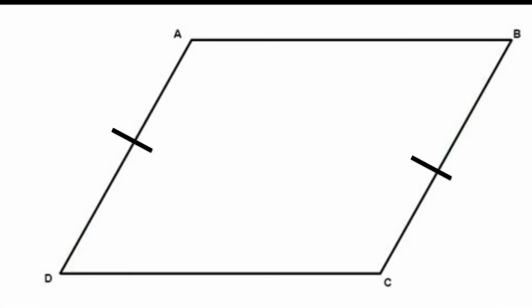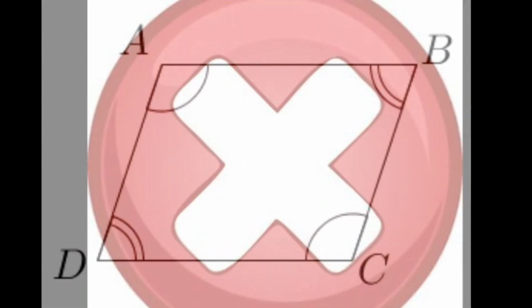Now, is this quadrilateral a parallelogram based on its given information? No, it isn't a parallelogram. We know that by the sufficient conditions for a parallelogram theorem, both pairs of opposite sides must be congruent. This one only has one.